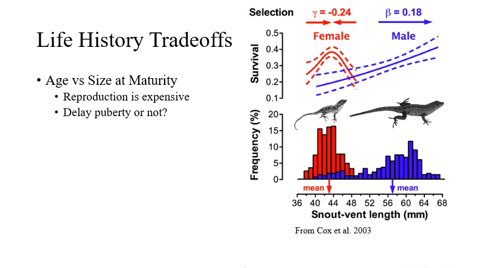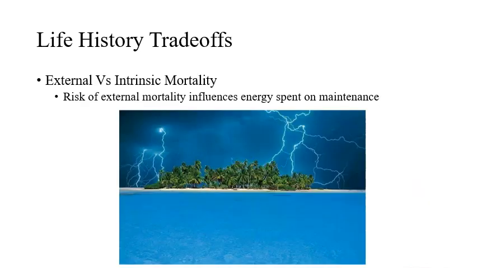So how big do you get? Do you put more energy into growing larger in the hopes of acquiring more mates and better mates? Or do you just try to get whatever reproduction you can get? Okay, and so those are trade-offs that organisms have to decide upon and make. Some of these choices are actually influenced by the external environment, right? So you have external versus intrinsic mortality, right? External is something you can't control at all.